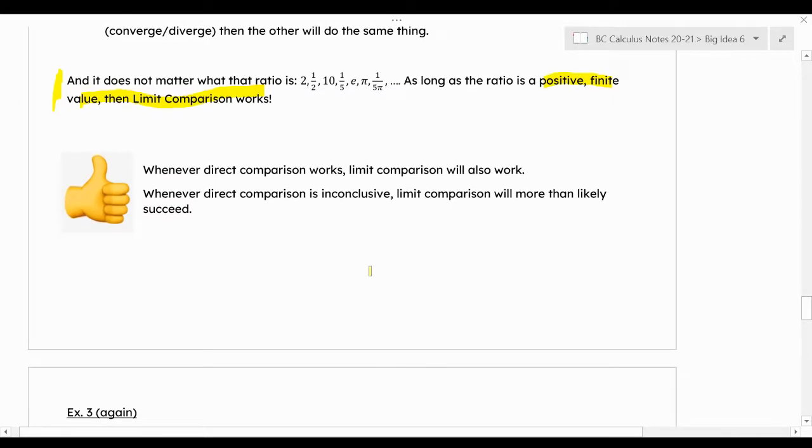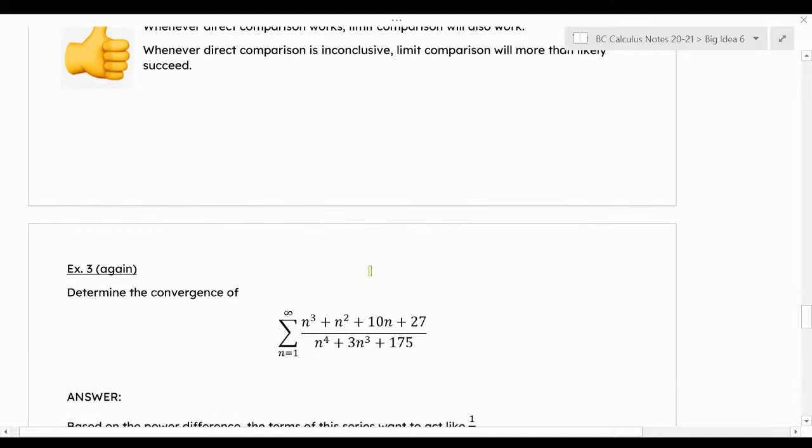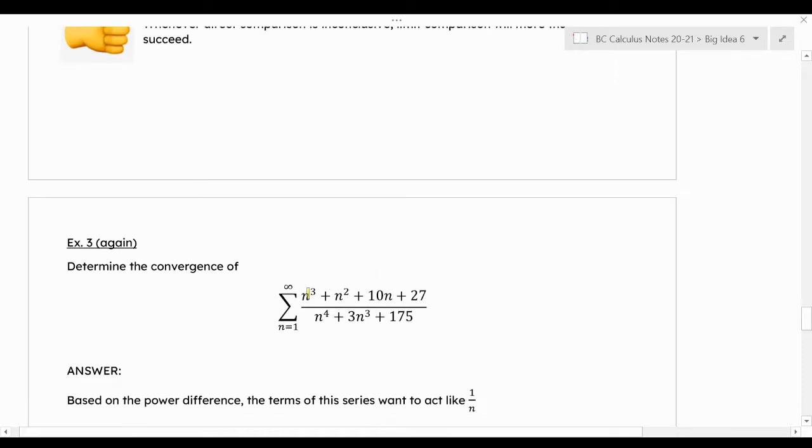So let's look at example 3 one more time. It's that same ugly series that we don't know what the heck to do with. Now look carefully at the power difference. As n gets larger and larger, the n squared, the 10n, the 27, the n cubed and the 175 are not really going to amount to much. As n gets really large, the only things that matter are the biggest powers.